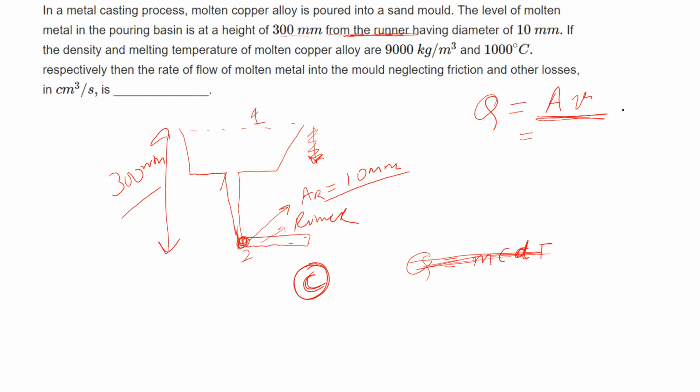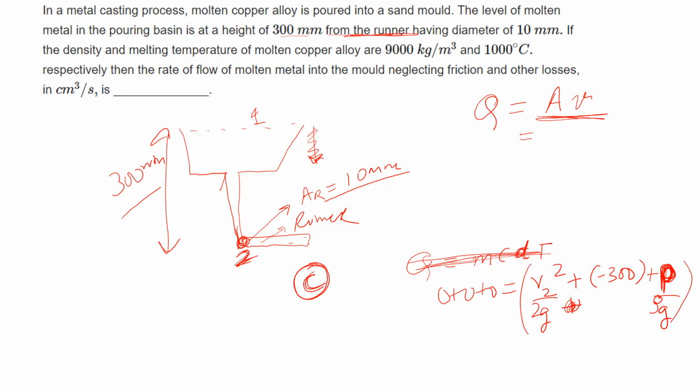And suppose I apply Bernoulli's equation between points 1 and 2, so what will I get? 0 plus 0 plus 0, this will be equal to v2 square by 2g, and the height will be minus 300, plus the pressure term also, P upon rho g. That will also come here.